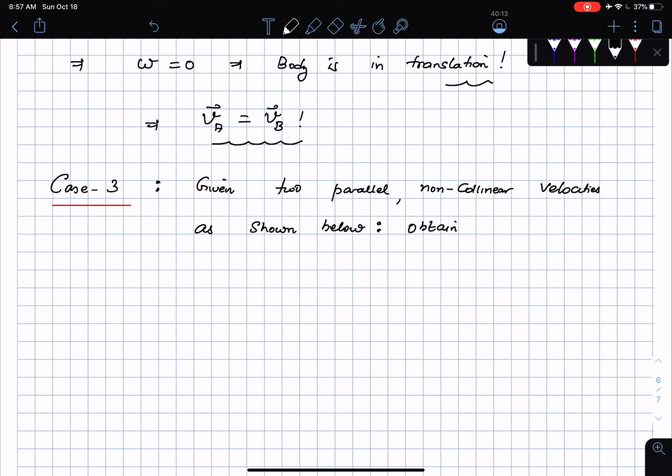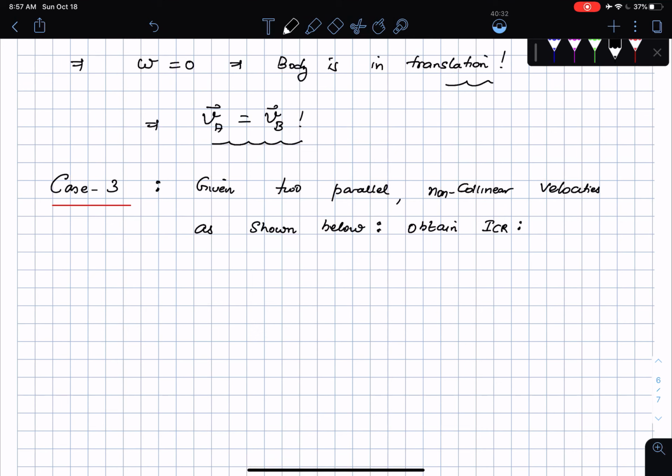In this case they are along the same line. I'm sorry about that. Well, if I join them together, they're on the same line. So I guess the velocities themselves are non-collinear. They're not coincidental, I'm sorry. So they are non-collinear. Obtain the location of the ICR.